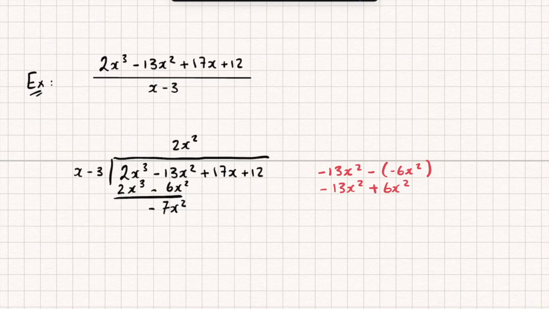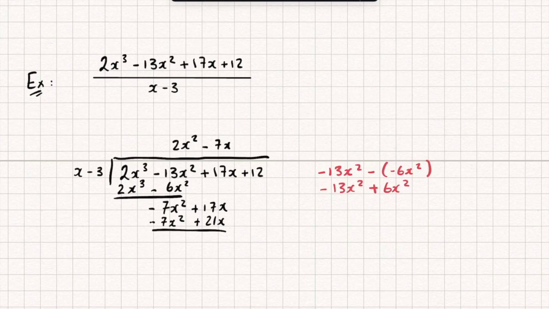That's just a really easy place to make a mistake when you've got these negatives and you're doing a negative, subtract a negative. But after that, we're going to do the same as before. We're going to bring down this plus 17x. And we're going to say, what do we multiply x by to take us to negative 7x squared? Well, that's just negative 7x. Let's do the multiplication. So x multiplied by negative 7x is negative 7x squared. Negative 3 multiplied by negative 7x squared is plus 21x. Let's draw a line and then subtract.